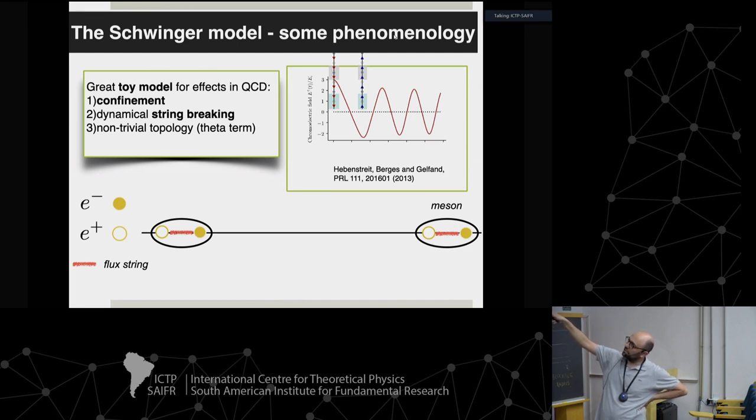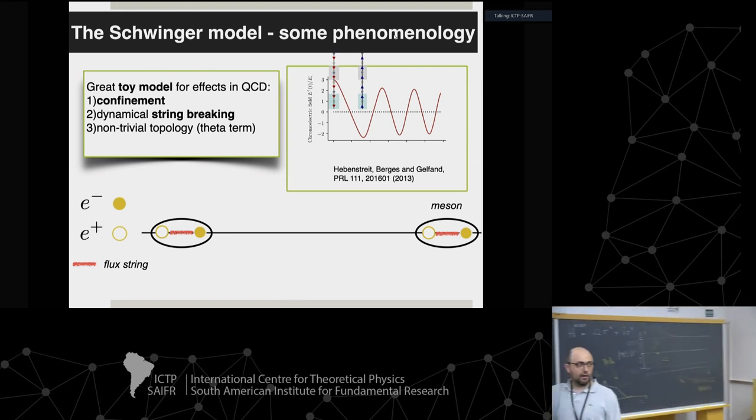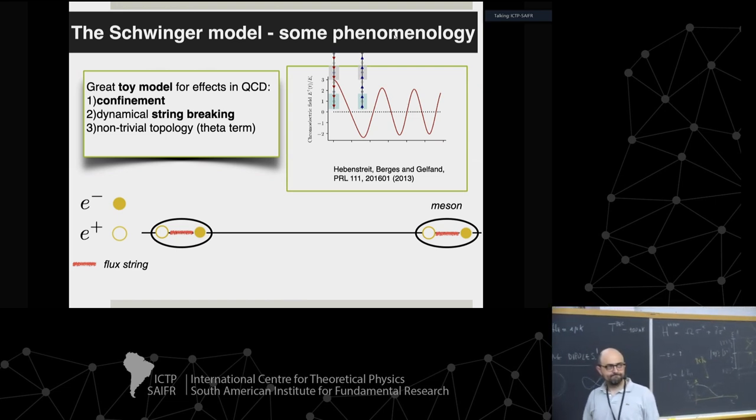Initially the electric field is large, then it goes down to zero. When it goes to zero, the string breaks. Then it goes negative, so there is a flux inversion. And then it goes down to zero again. This is a double string breaking, and so on and so forth. The idea is that there are these interesting phenomena. We would like to see them in an analog quantum simulator.